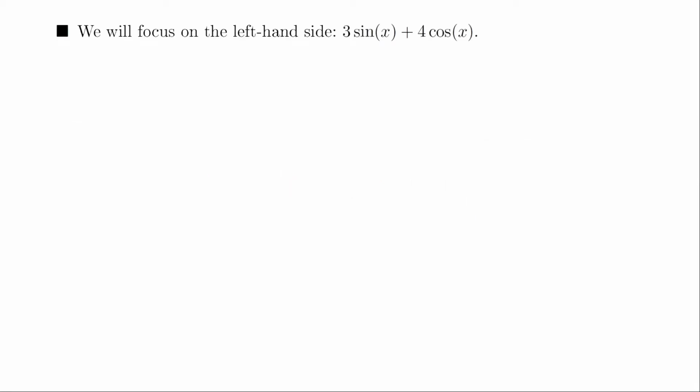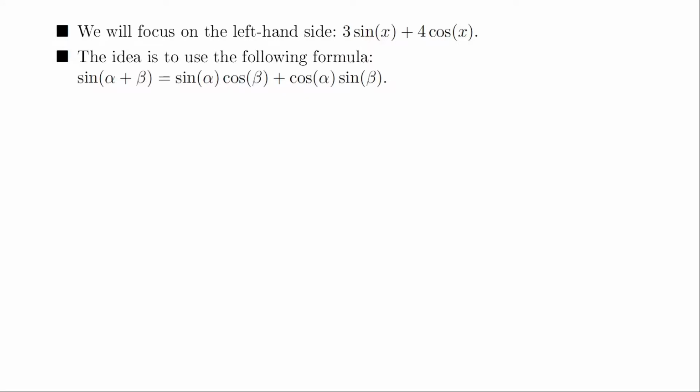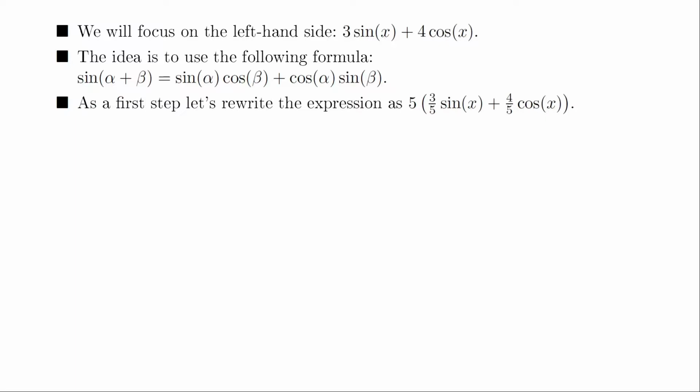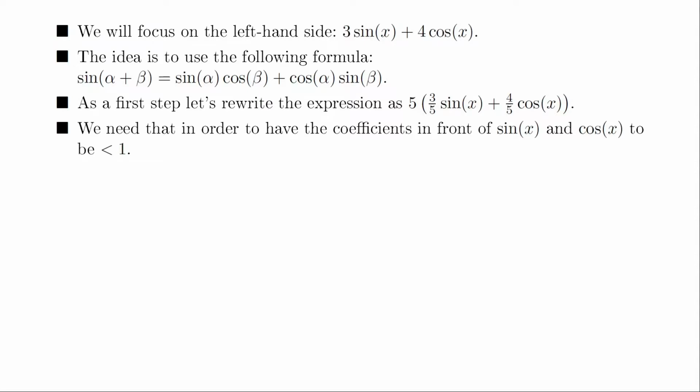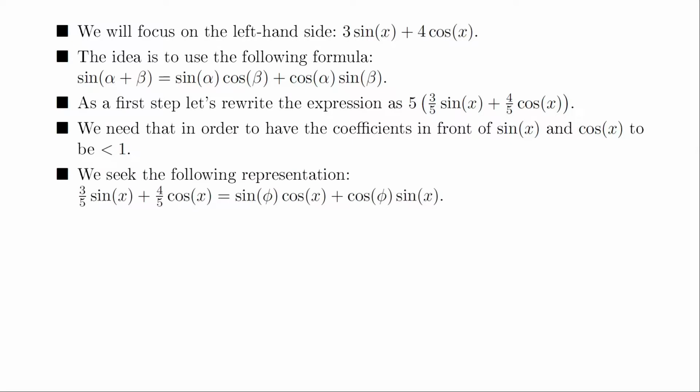We will focus on the left-hand side of the equation. The idea is to use the formula for the sine of a sum of two angles. As a first step, let's rewrite the expression as 5 times (3/5 times sine of x plus 4/5 times cosine of x). We need that in order to have the coefficients in front of sine of x and cosine of x be less than 1. We seek the following representation: 3/5 times sine of x plus 4/5 times cosine of x equals sine of some phi times cosine of x plus cosine of the same phi times sine of x.